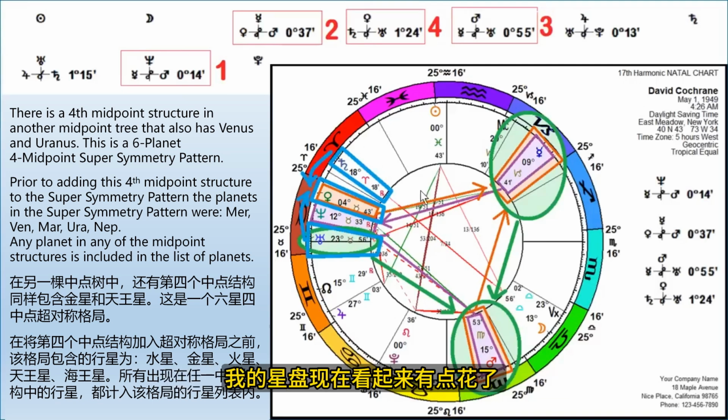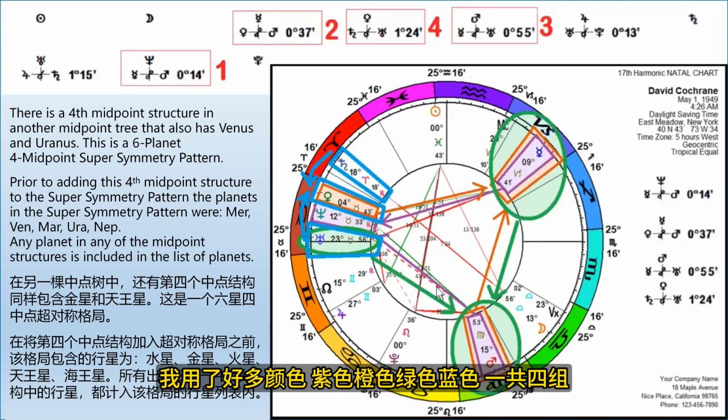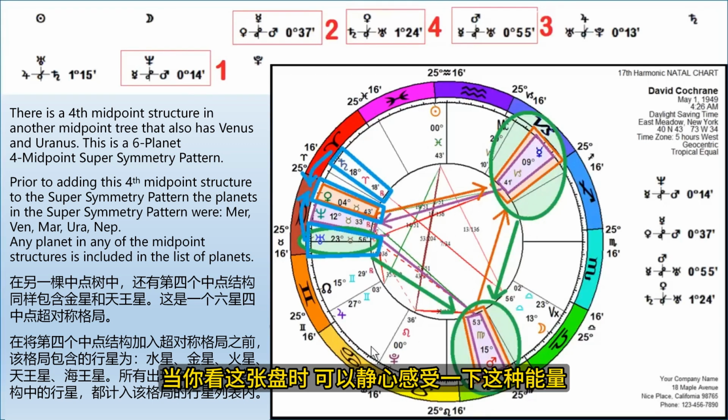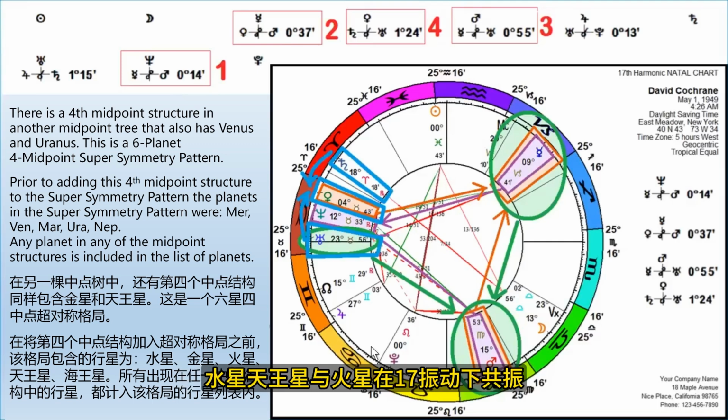My wheel is starting to look like a mess. I mean, there's so many. You've got the purple, the orange, the green, and the blue. 4. I think it's actually pretty clear. You can actually look at all that. And when you look at this wheel, you can do a little meditative, feel this. Feel that the Mercury-Uranus, let's look at the green. Mercury-Uranus making that symmetry with Mars. Mercury-Uranus to Mars in 17 vibration.